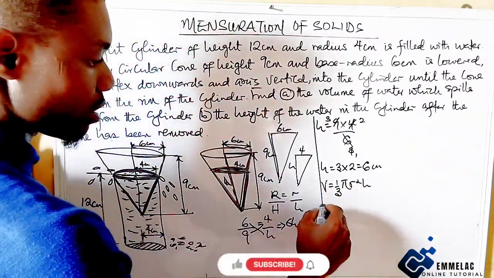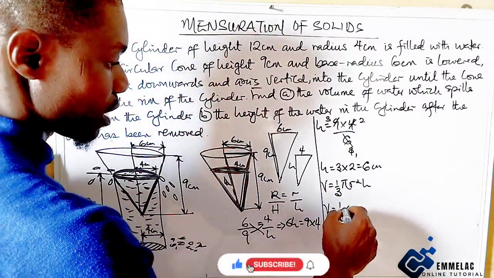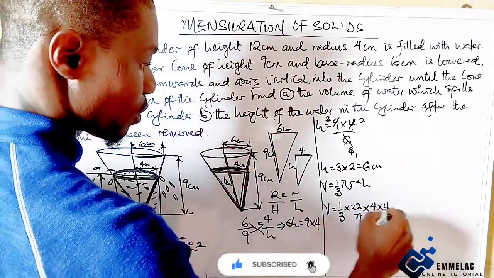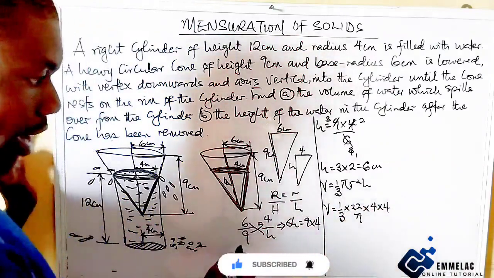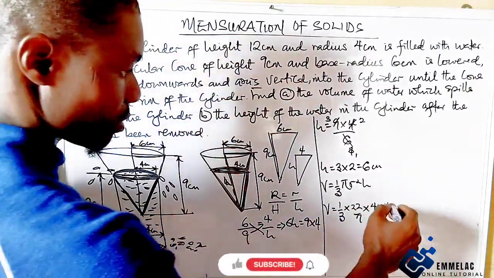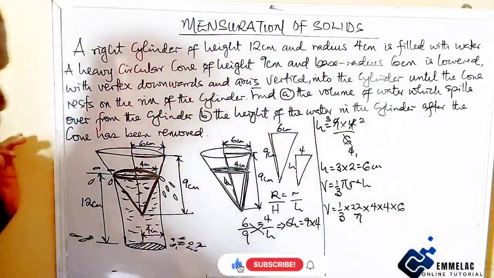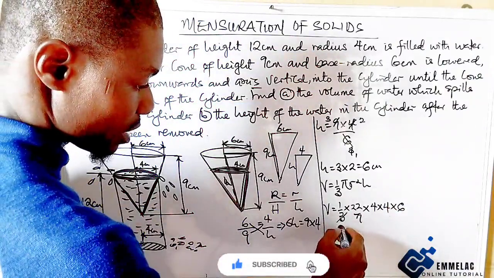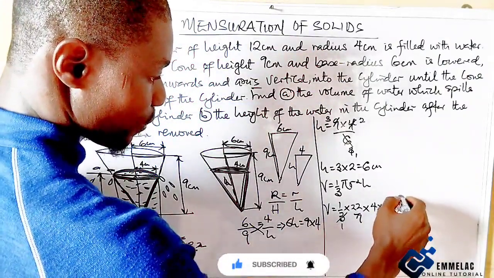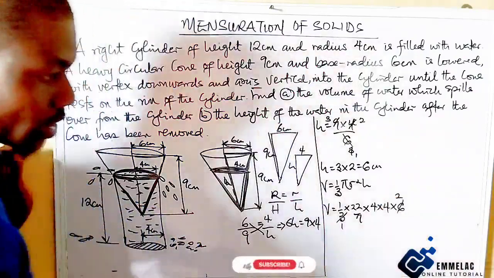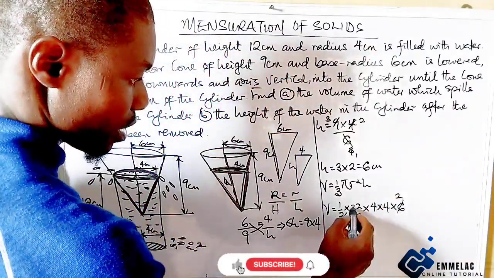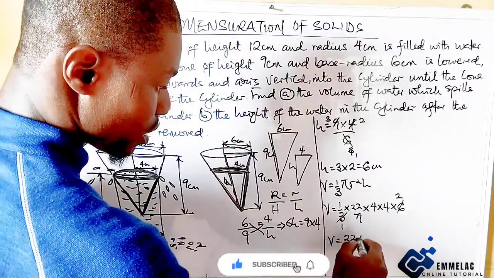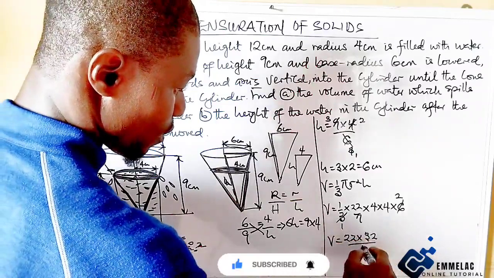So from here we can say that the volume equals 1 over 3 times 22 over 7 times the radius, which is 4 times 4. Then our height is 6, right? Times 6. Okay, so from here we can just simplify. 3 here, 1, 3 here, then 2. So we are left with 16, 32, so that will be 22 times 32 over 7.